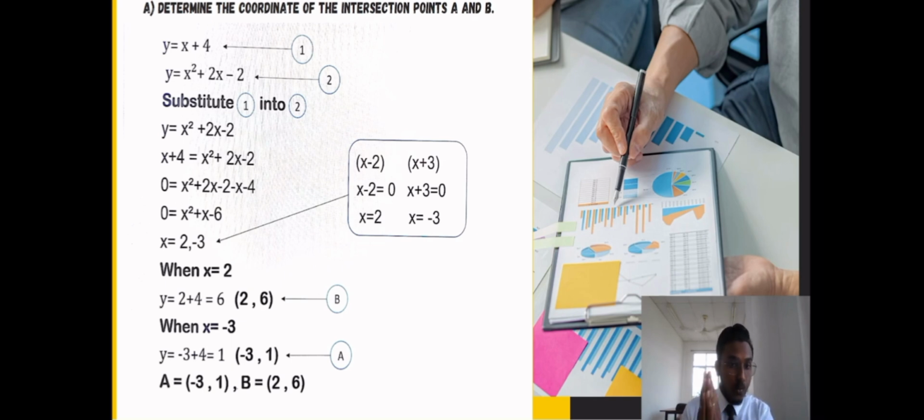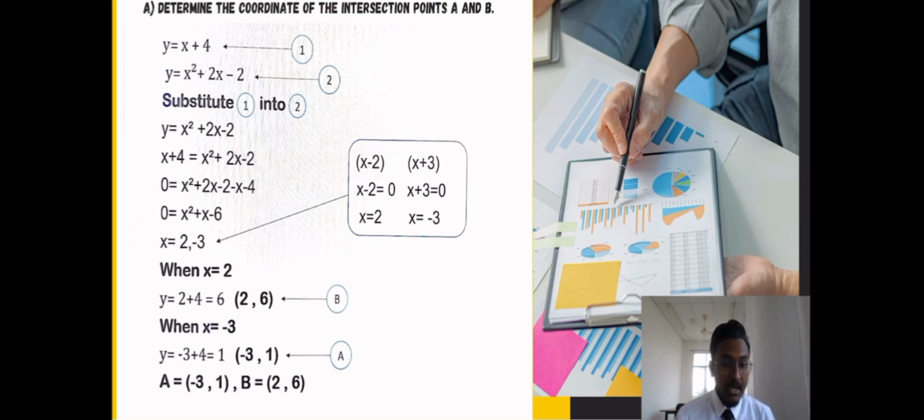So now we substitute the first equation into the second equation, where we get y equals to x squared plus 2x minus 2 and x plus 4. So we get x plus 4 equals to x squared plus 2x minus 2, and 0 equals to x squared plus 2x minus 2 minus x and minus 4. 0 equals to x squared plus x minus 6, and we will obtain x equals to 2 and negative 3, which I've shown here how I got the answer, as you can see.